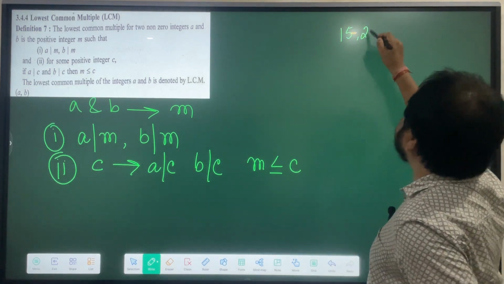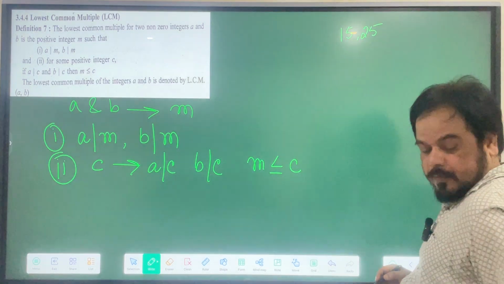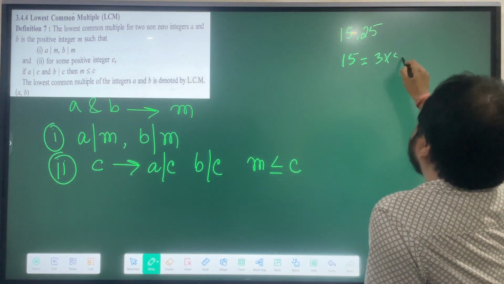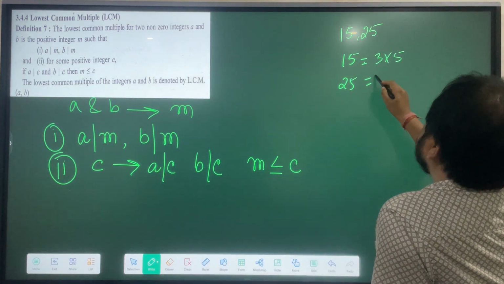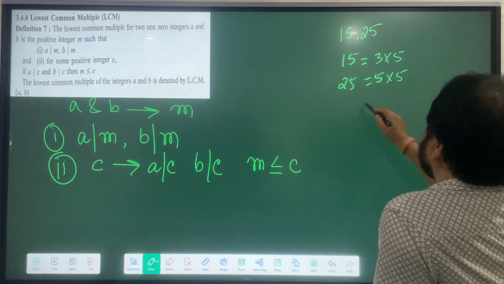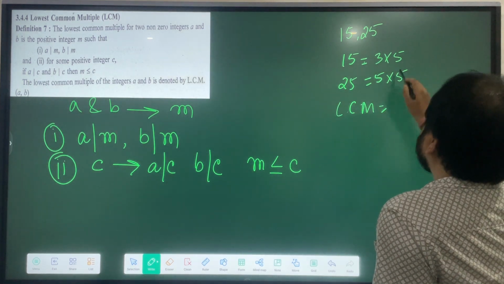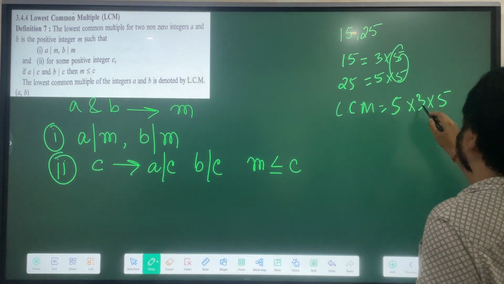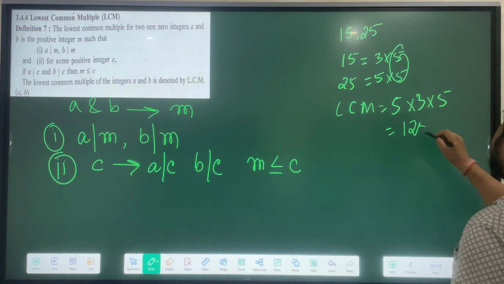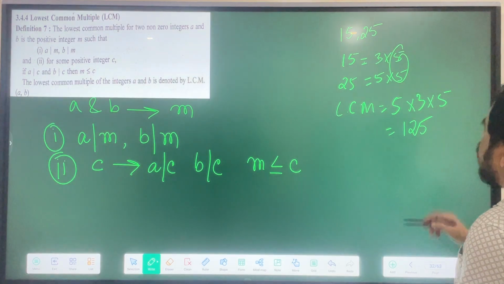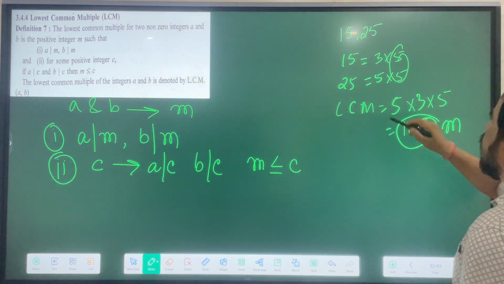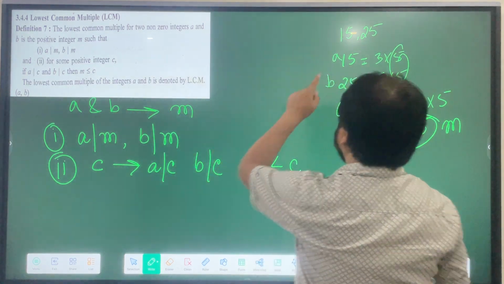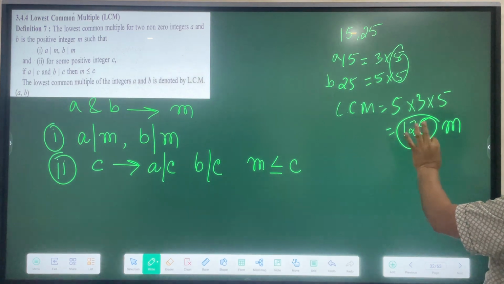15 and 25 LCM. We will find out the LCM. 15 is equal to 3 into 5. 25 is equal to 5 into 5. So for the LCM, first the common 5, then 3 into 5. 5 3s are 15, 15 5s are 75. 75 is the M. This is A, this is B. LCM of A and B is M. LCM of A and B is 75.